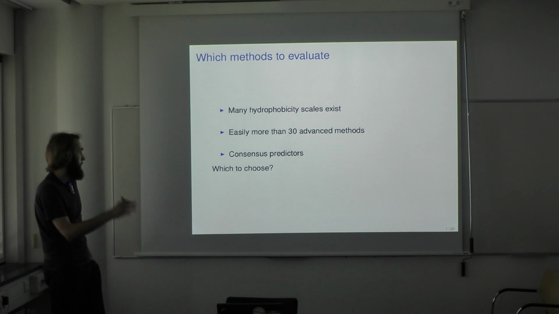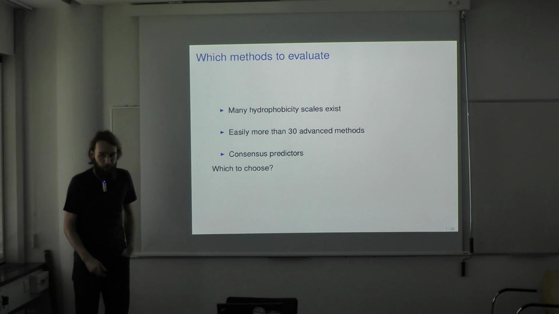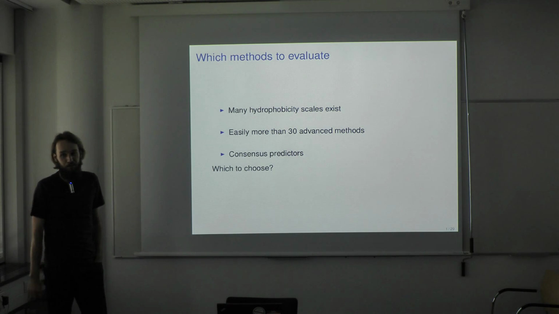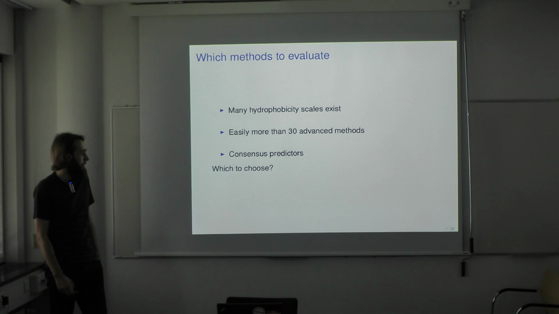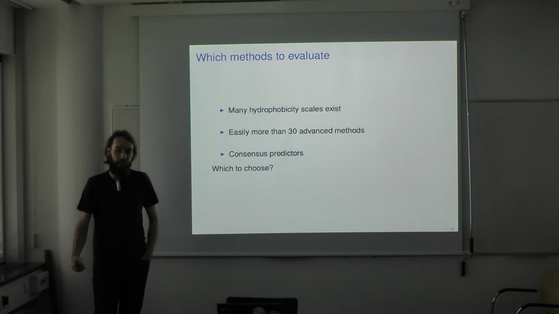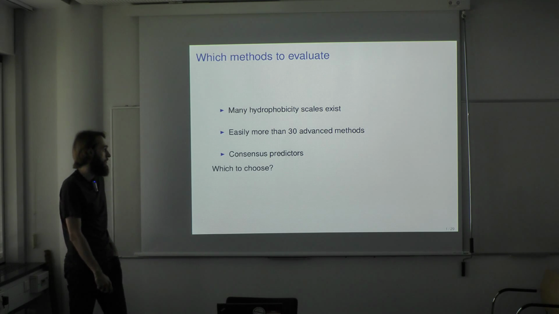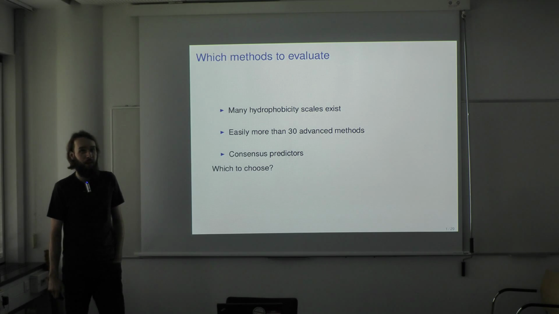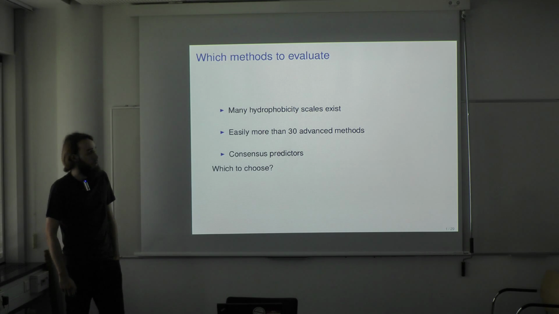When I compiled the list, I found around 30, but even then it wasn't everything, and by now many years have passed, so we are probably around 50 or even more. And then on top of all of those, there are consensus predictors, which use single prediction methods and combine them and try to merge the output to get a better prediction, ideally. So which ones of those do you choose?